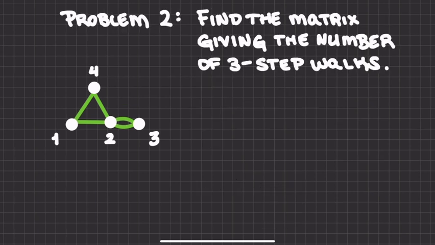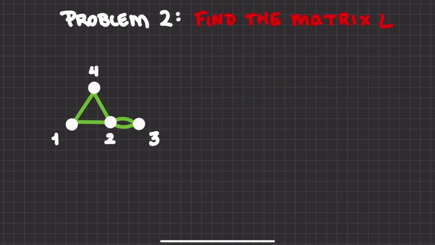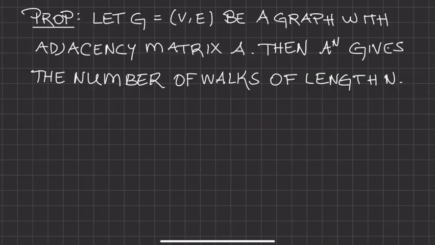Next, for problem 2, we're tasked with finding the matrix given the number of 3-step walks in our graph. To put it into simpler terms, this means that we must find the matrix L such that L sub ij gives the number of walks of length 3 from i to j. Towards the solution to this problem, we present the following proposition.